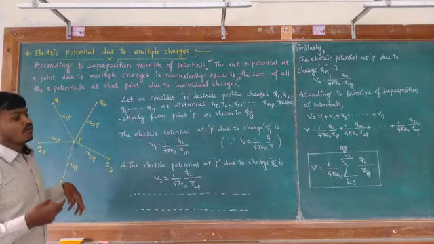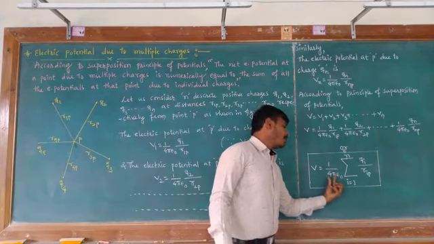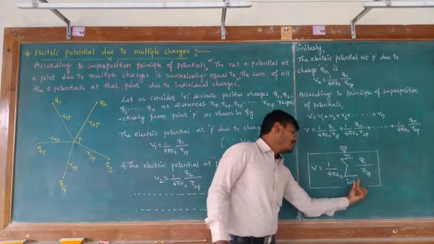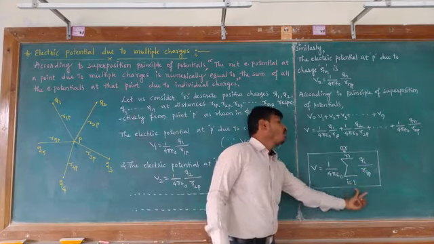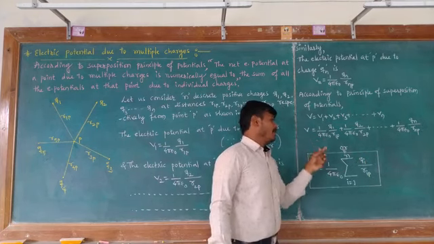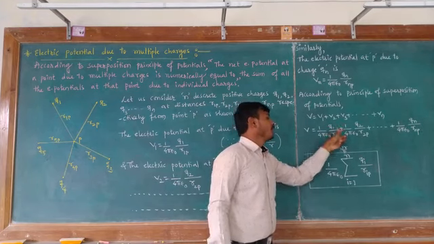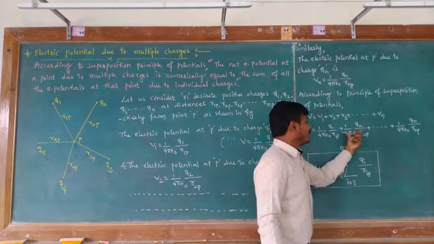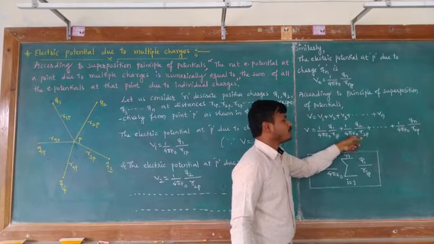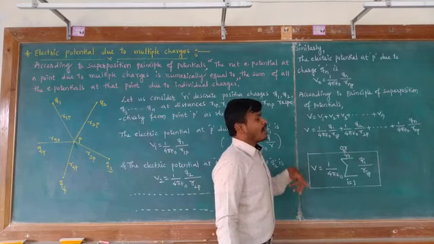And next, this expression can also be written as 1 by 4 pi epsilon naught times the summation of Qi divided by Rip, where the summation runs from i equal to 1 to n, where Qi means the charge is variable, because in the first term it is Q1 divided by R1p, in the next it is Q2 divided by R2p, and so on up to Qn divided by Rnp, each multiplied by 1 upon 4 pi epsilon naught.